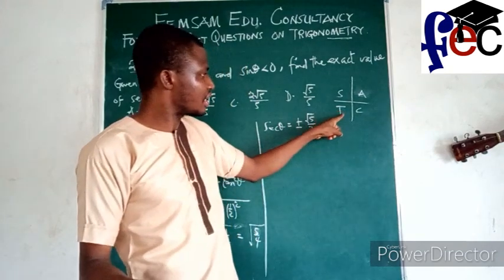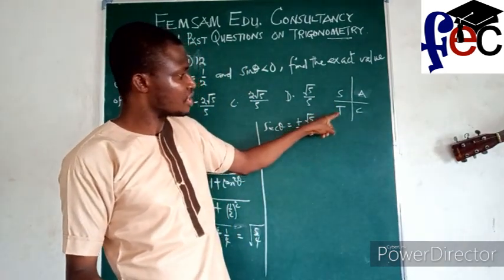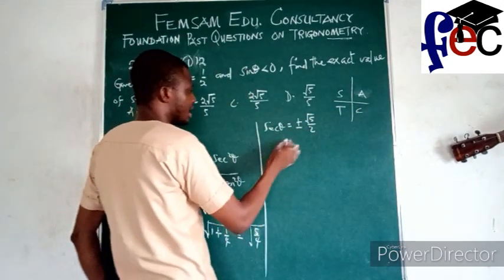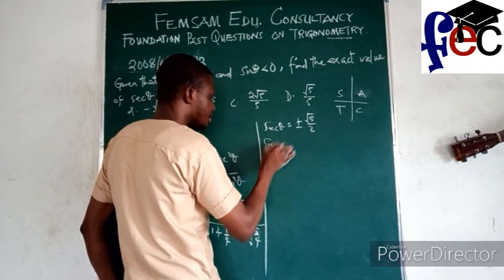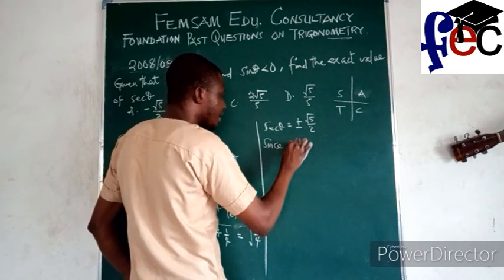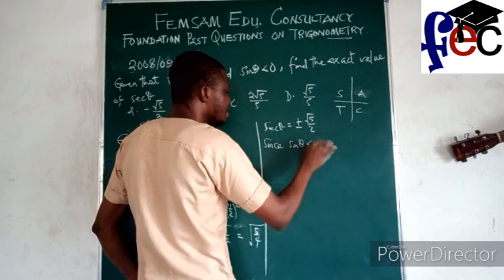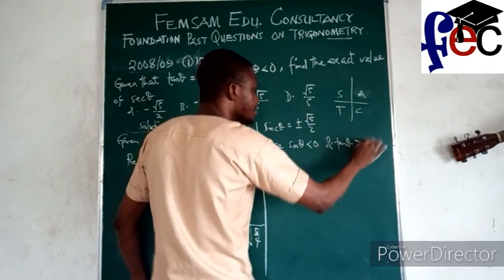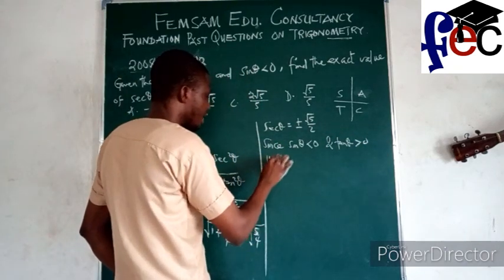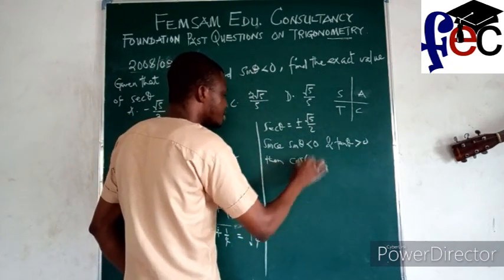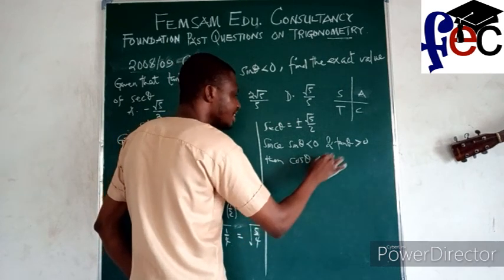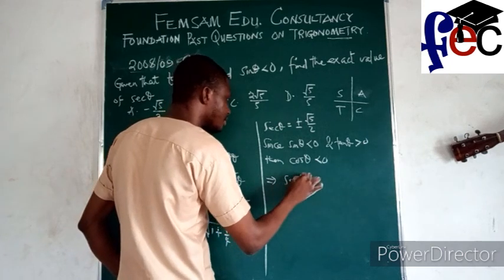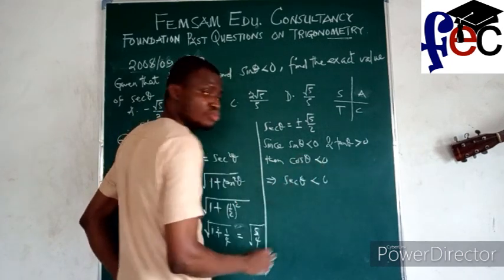If in this quadrant sine is negative and tan is positive, what can you say about cosine? Cosine is also negative. So that means that since sine theta is less than 0 and tan theta is greater than 0, then cos theta will be less than 0. This implies that sec theta will be less than 0 too.